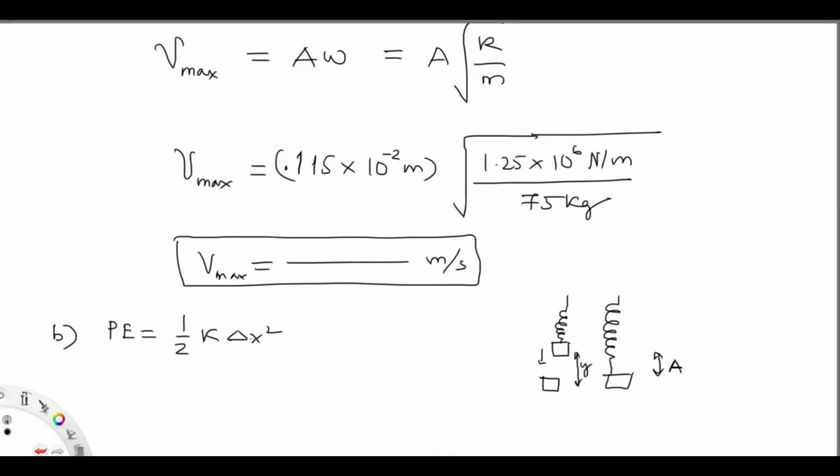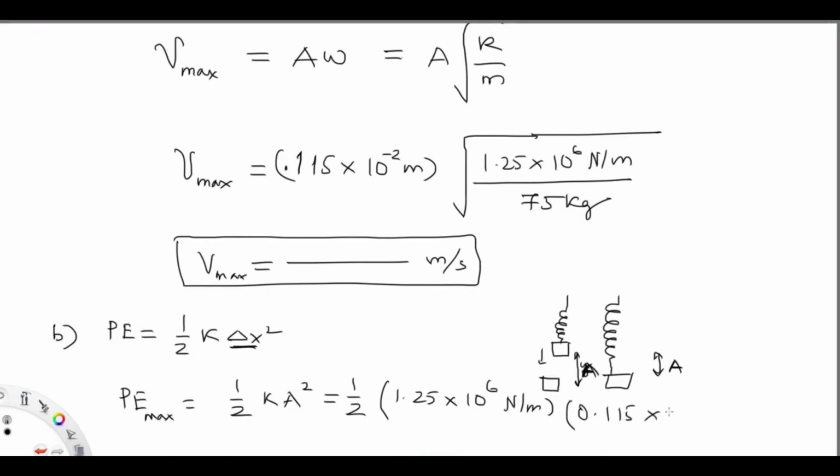So here this would be the maximum displacement. So potential energy max is 1/2 k A squared. So 1/2 k is 1.25 times 10 to the 6 Newton per meter, and then A is 0.115 times 10 to the negative 2 meters, squared. So that will give you potential energy in joules.